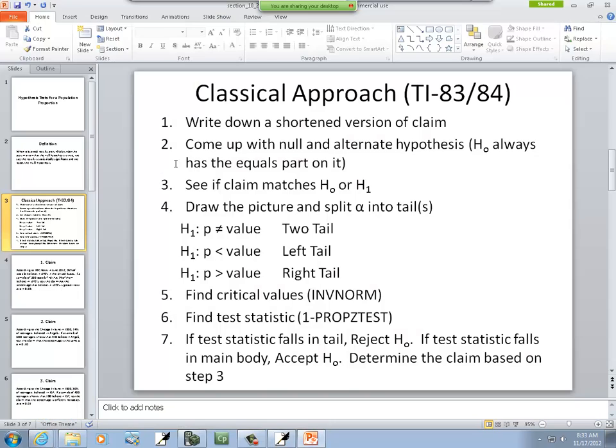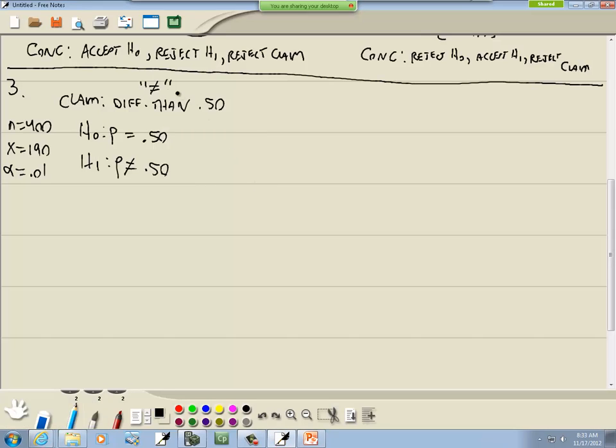Okay, so that was our null and alternate hypothesis. See if claim matches H naught or H1. Different than, not equal to. Here's a not equal to, so it matches H1. Now that seems kind of obvious because this symbol here drove which one did we put it on, but a lot of people have trouble on that at the end in the conclusion, so that's why I really pointed it out.